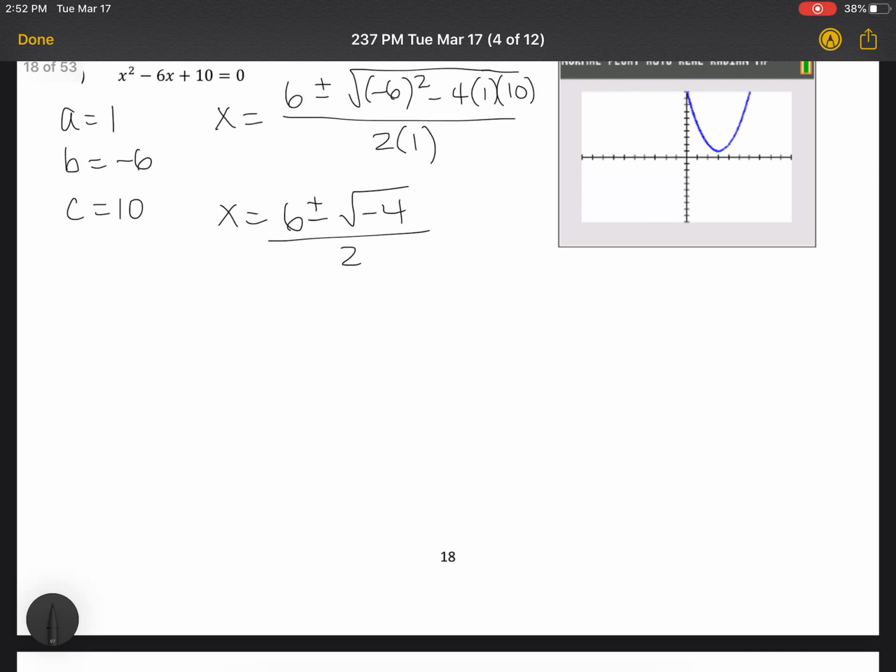Now, if you try and type the square root of negative 4 into your calculator, what you're going to get is an error. And that's because we cannot take the square root of a negative number. It's called an imaginary number in math. That's a concept that you will probably learn in Algebra 2. But all you really need to know is, anytime in the quadratic formula we're trying to take the square root of a negative number, anytime you're getting that error, there's going to be no real solutions here.